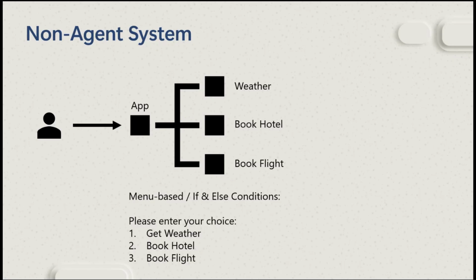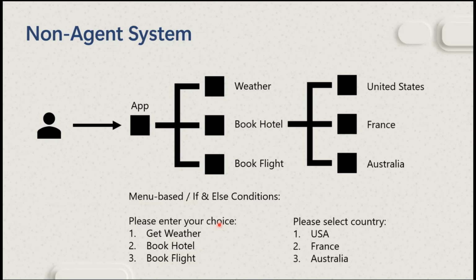So in this case, you're going to be given the option. Do you want to get the weather, book the hotel, or book the flights? You have a couple of options here. So it's typically a menu-based if and else conditions type of system. And then if you want to choose a hotel, then from there you will be given another set of options, whether it is going to be in the US, France, or Australia.